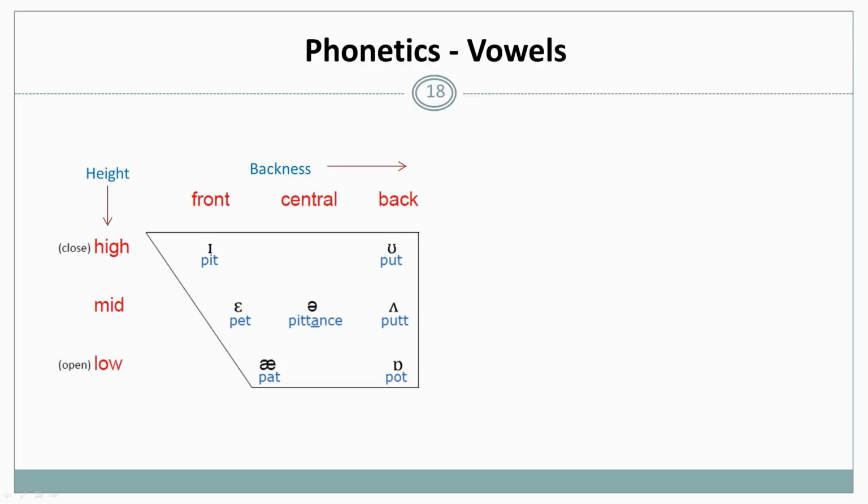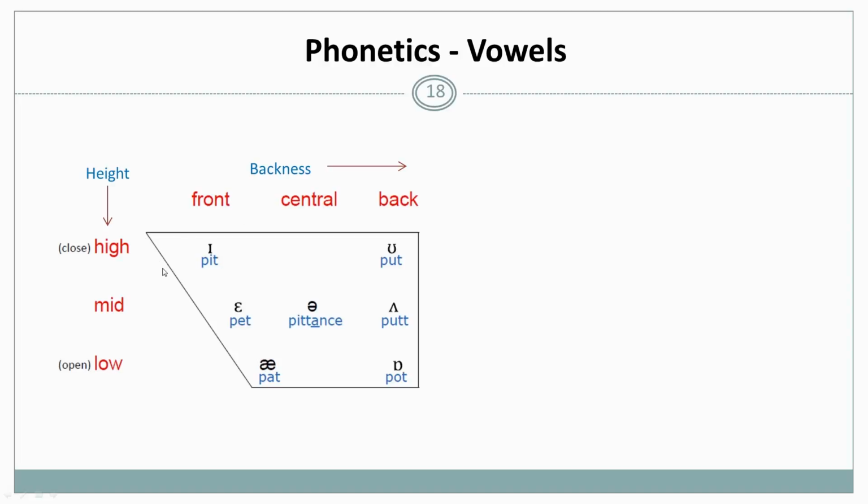For vowels, the articulatory features that are used are so-called height and backness. For height, we have high, mid, low. High is also sometimes called close, and low is also sometimes called open. And in backness, we have front, central, back. And this kind of tries to model where the sound is produced in your mouth.